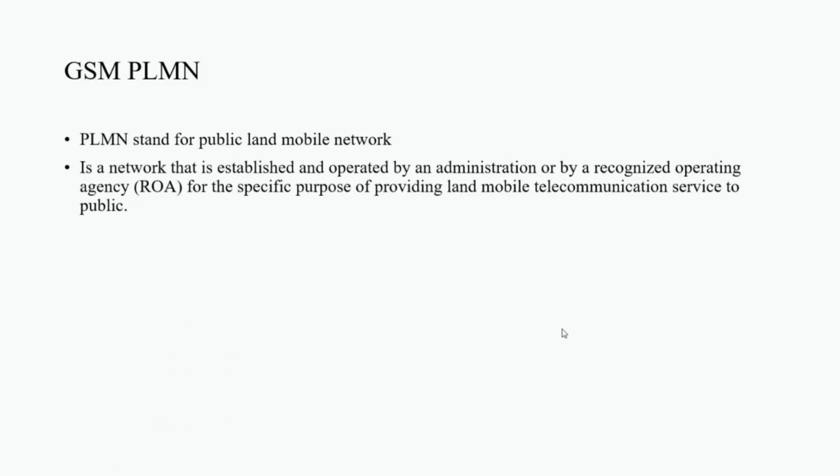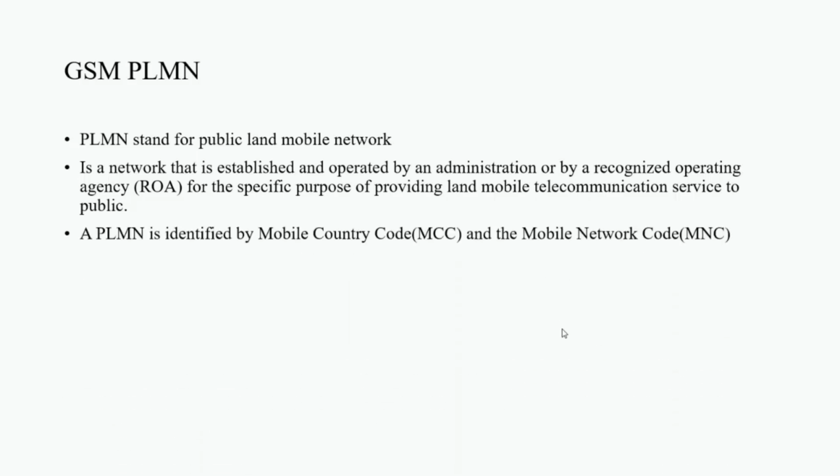It is a network that is established and operated by an administrator or by a recognized operating agency for the specific purpose of providing land mobile telecommunication service to the public. A PLMN is uniquely identified by its PLMN identifier. A PLMN identifier consists of a mobile country code and a mobile network code. The mobile country code comprises 3 digits and identifies the country to which the public land mobile network belongs.